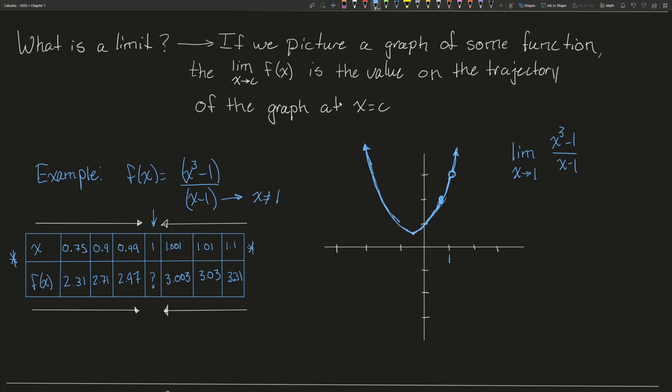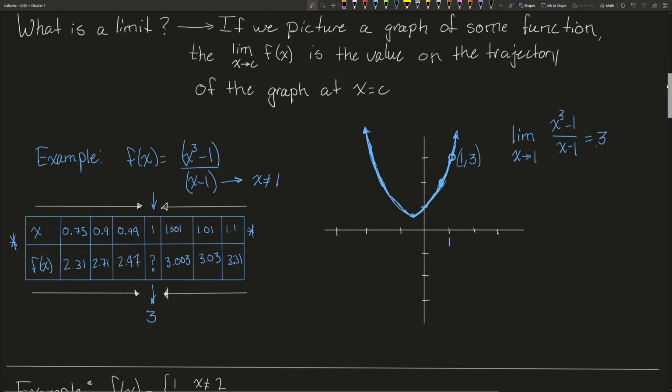And as we get closer and closer to x is equal to 1, we get closer and closer to f of x equaling 3. So if this graph were to follow its normal trajectory, it would actually cross through 1, 3. So this limit is just equal to 3. So when we look at limits, we're really looking at what's happening on both ends of the point that we're talking about. And as we squeeze closer and closer to that point, that is the limit.